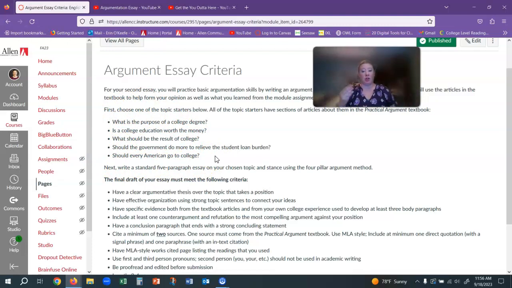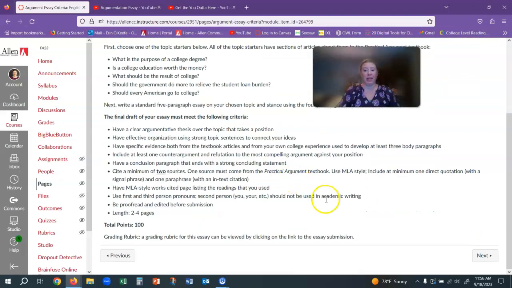then you need to construct as a result a 4-pillar argument. Those 4 pillars: thesis, evidence, addressing an opposing viewpoint, and then concluding statement. Those are the 4 pillars. You have to follow the order. We are using this method. Your essay does need to follow the examples given in the textbook and all of that.